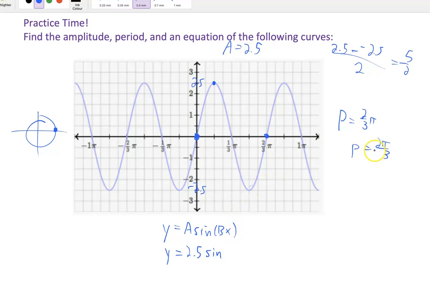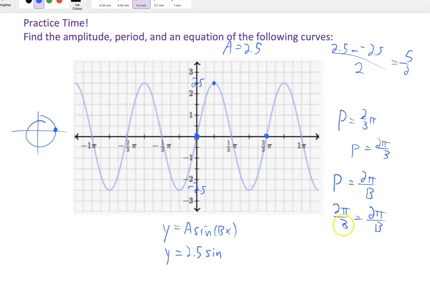Well, what's b? B is not the period. We can't plug that in. Let's use that equation that we talked about before, right? Your period is going to equal the original 2 pi over b. Well, we found out the p part, the period. So 2 pi over 3 equals the other side of the equation here, 2 pi over b.